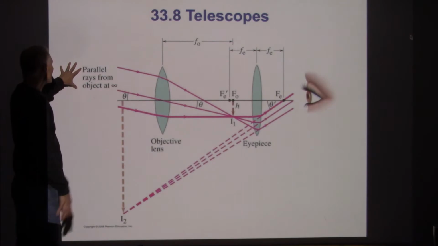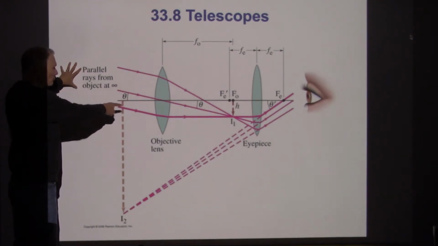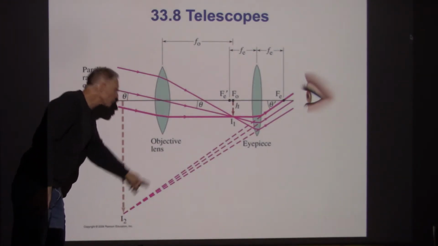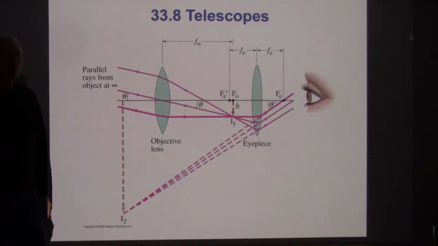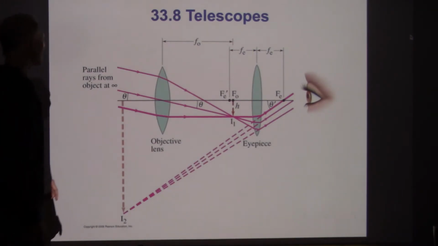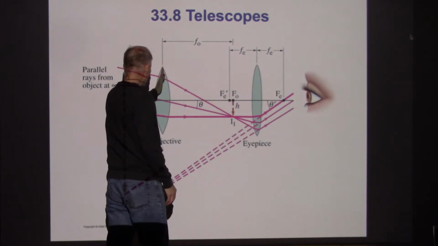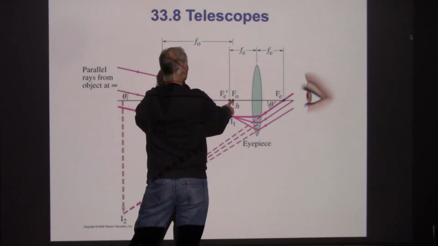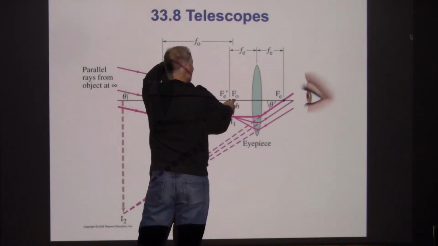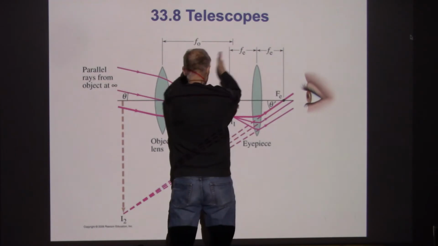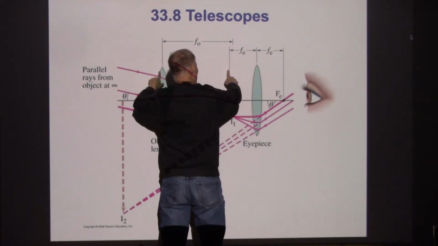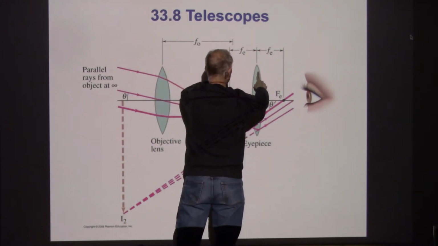So the object for the objective lens is going to be at infinity, and the image formed by the eyepiece will also be at infinity. And that really simplifies our formulas. So what that says is, from the objective lens to where its image is formed is the focal length of the objective. Now these two points are basically at the same location. So the distance between the two lenses will be the focal length of the objective plus the focal length of the eyepiece.